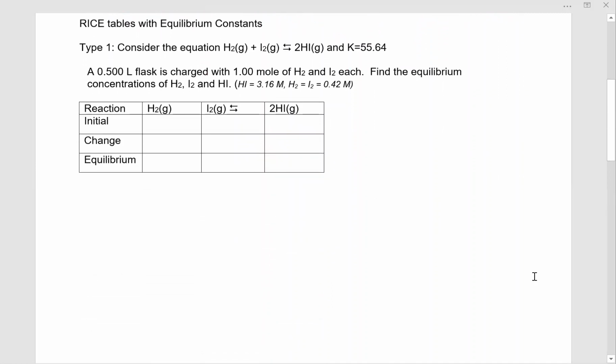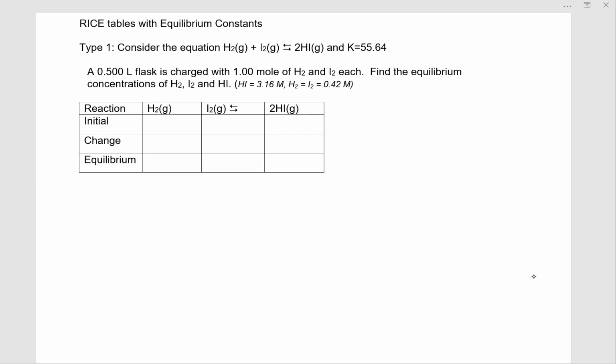All right, so ICE tables with equilibrium constants. There's two types. We're going to start with the easier one. Type 1: consider the reaction of hydrogen with iodine to form HI, and we're given a value of K being 55.64. So a 0.5 liter flask is charged with 1 mole each of H2 and I2. Find the equilibrium concentrations of H2 and I2.